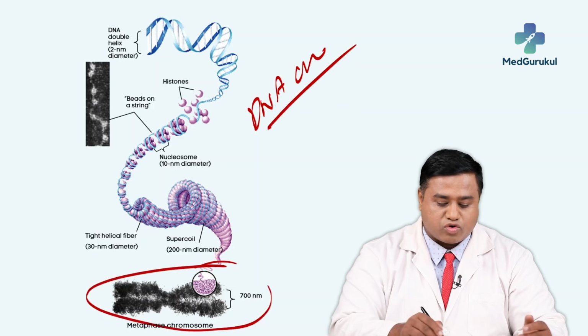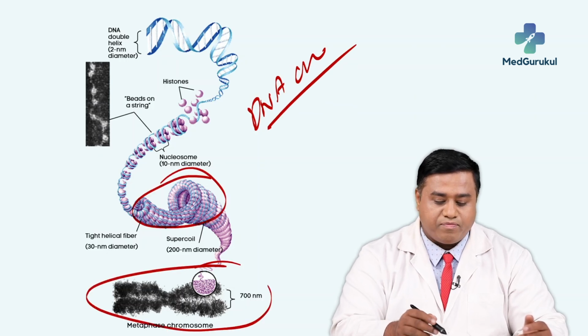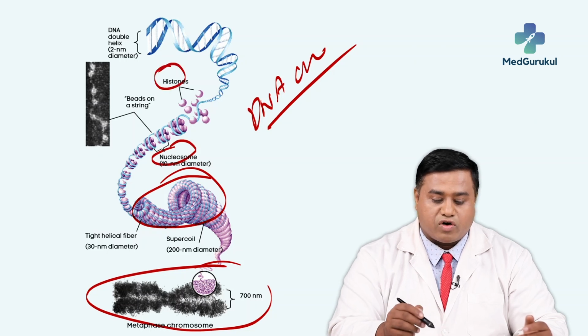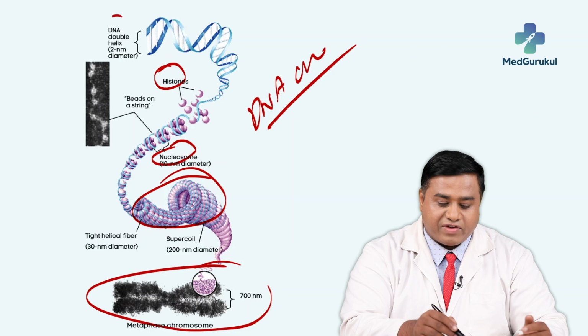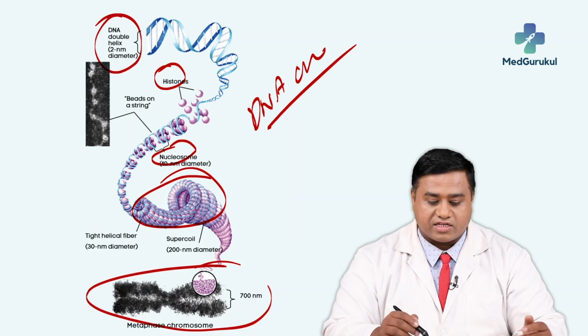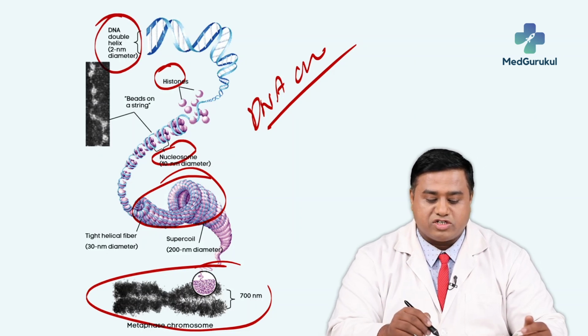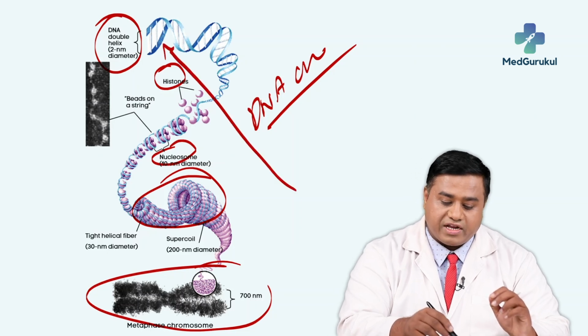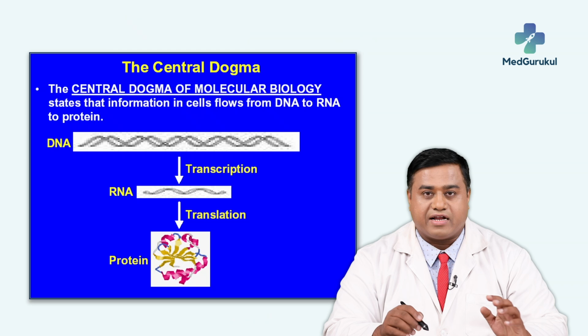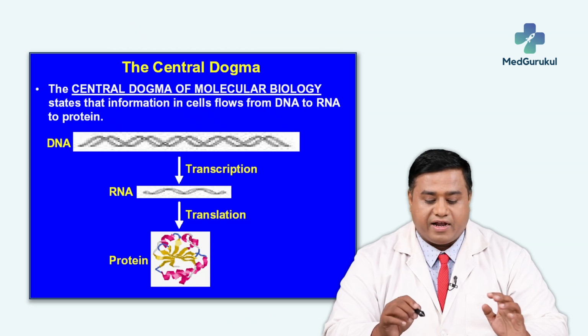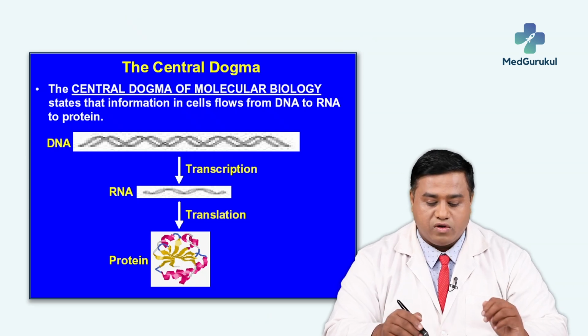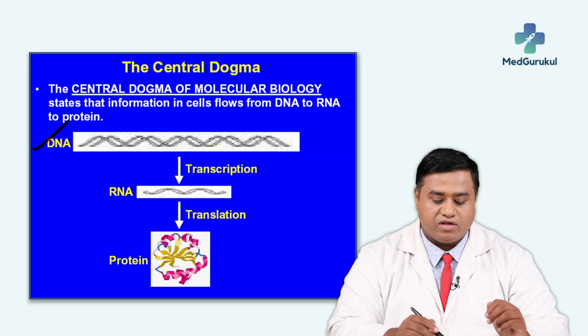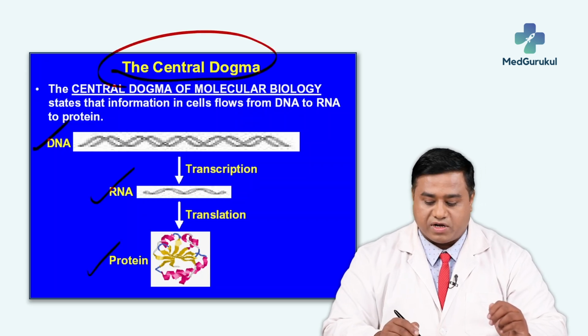Here you can see the chromosome in coiled form, nucleosomes wound around proteins called histones, and ultimately we have the DNA double helix. So, in order to get the information out of this chromosome, we have to go into the DNA double helix and get that information, and that information flows from the DNA into the RNA and protein, and this is called central dogma.